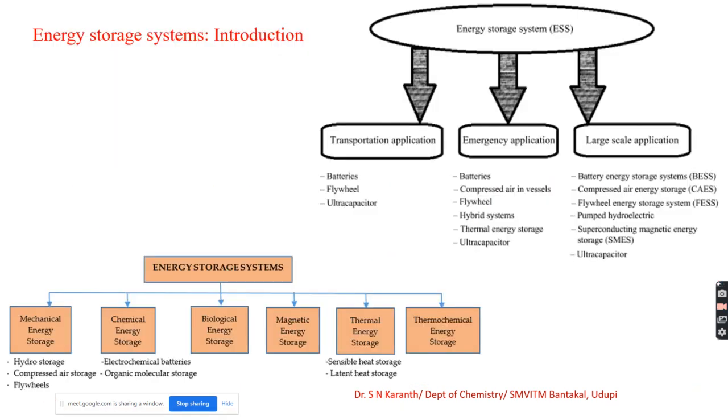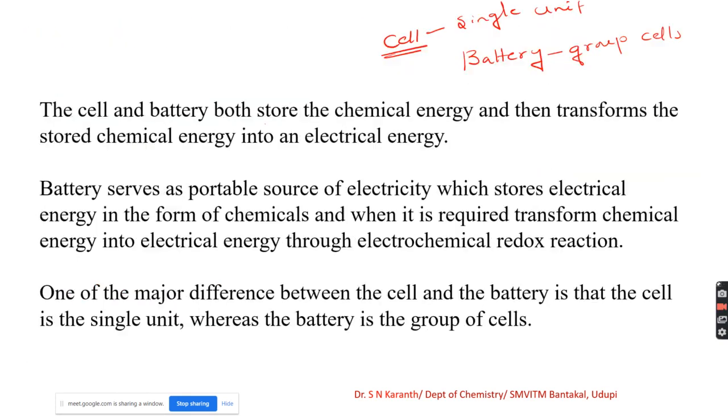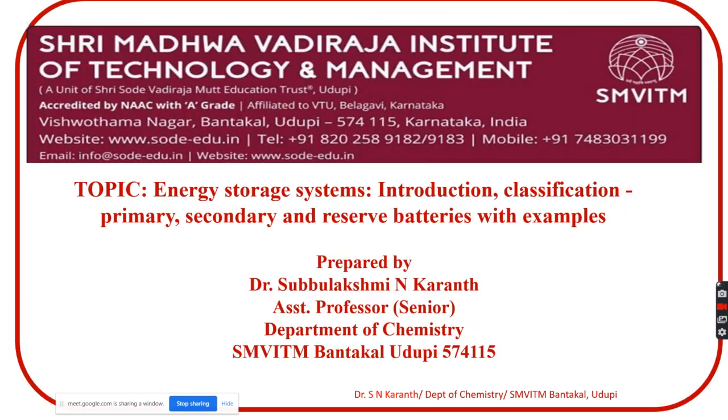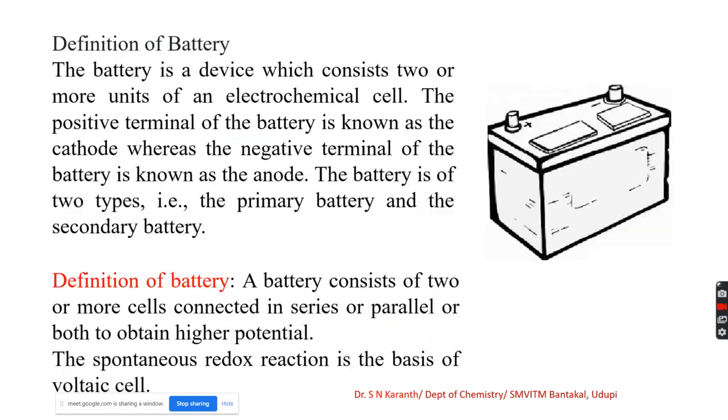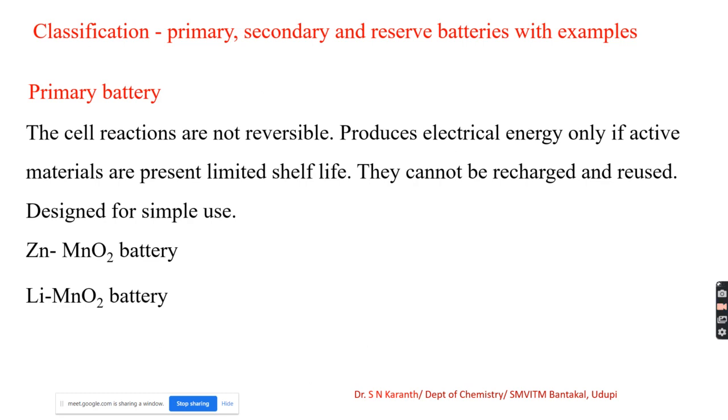Then energy storage system. In the energy storage system, we come across the types of battery. A battery consists of two or more cells connected in series or parallel or both to obtain a higher potential. A spontaneous redox reaction forms the basis of all batteries. If the cell reactions are not reversible, then that battery is considered a primary battery. Only electrical energy is produced only if the active materials are present in the cell.